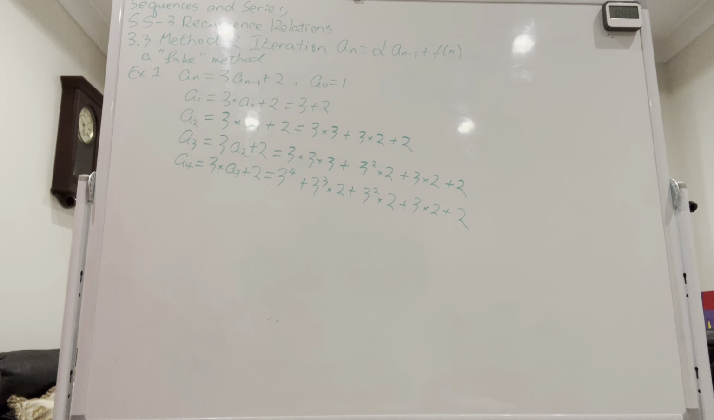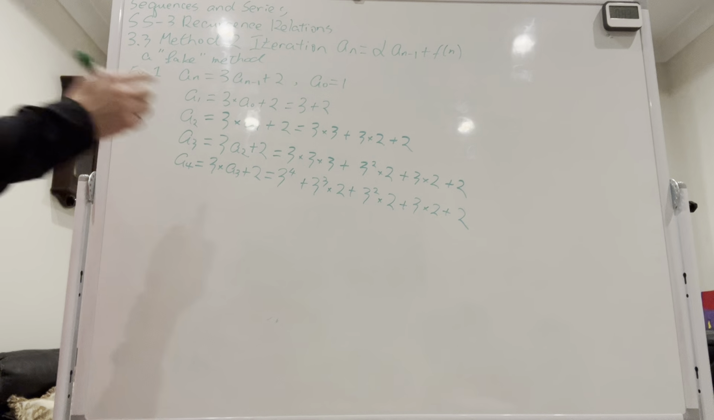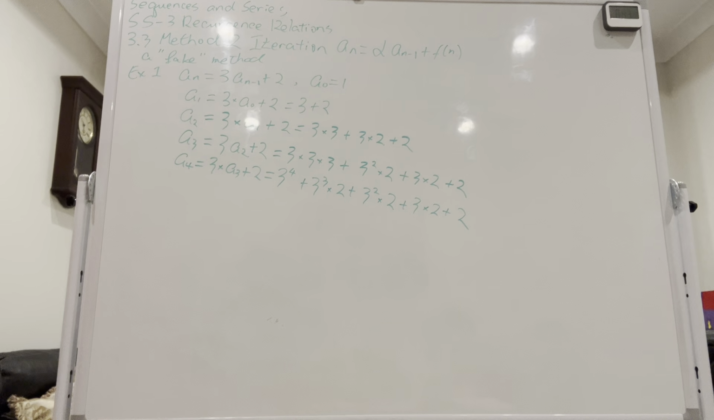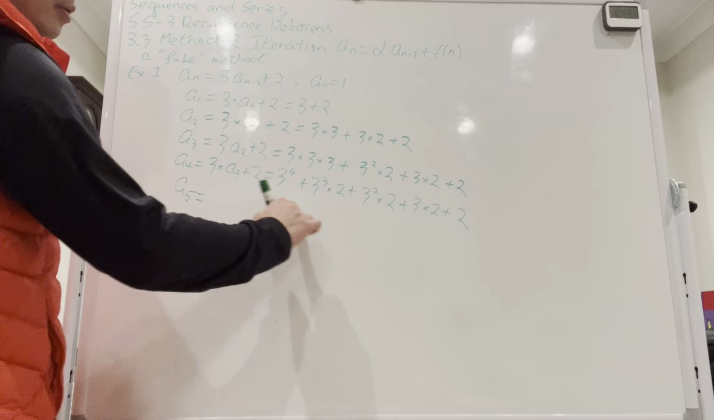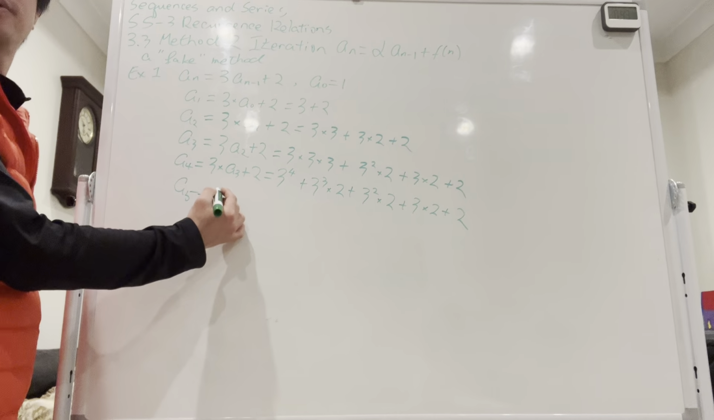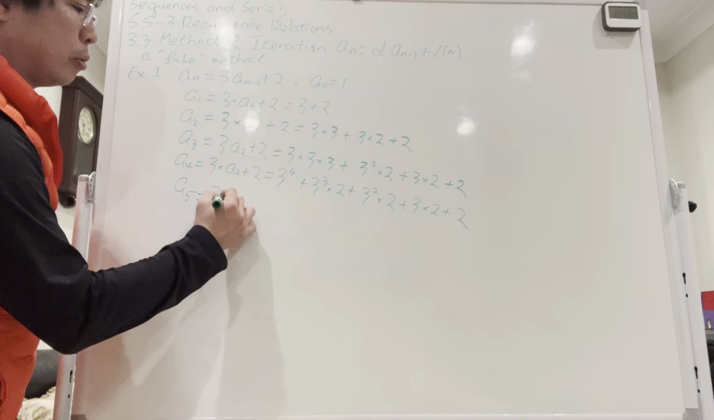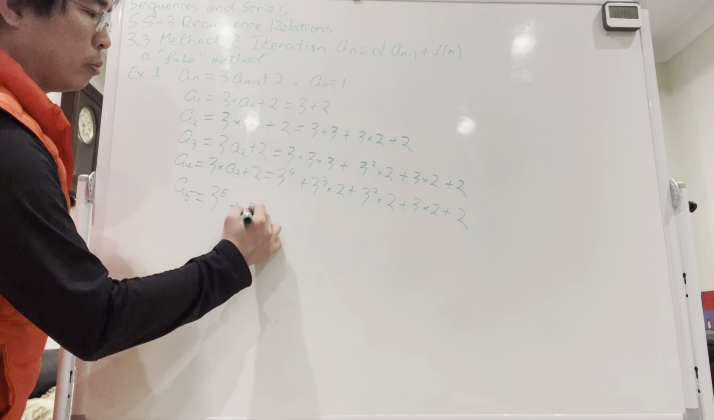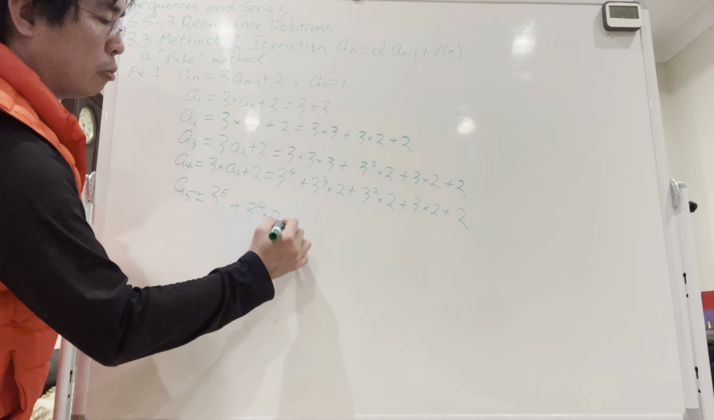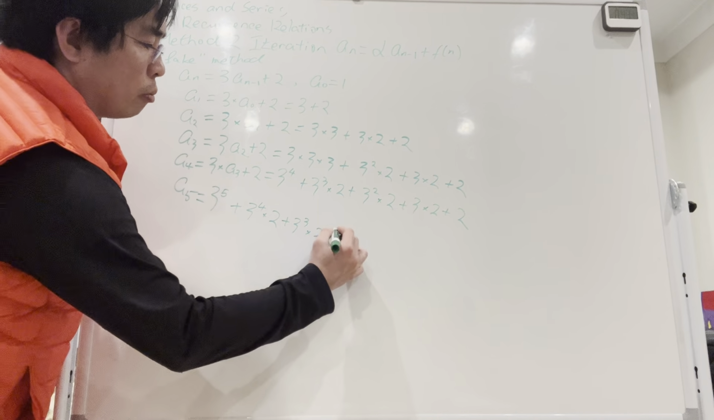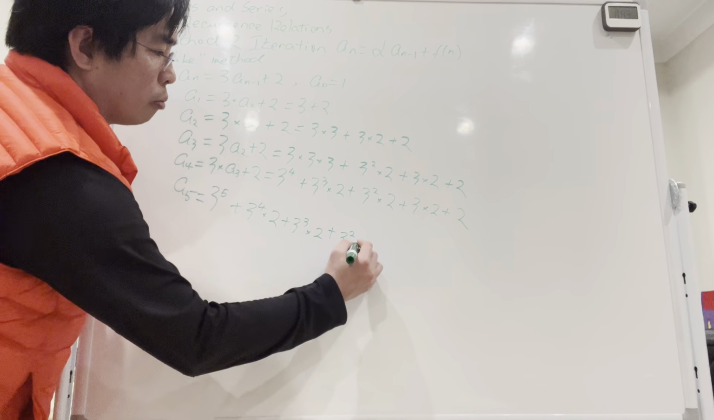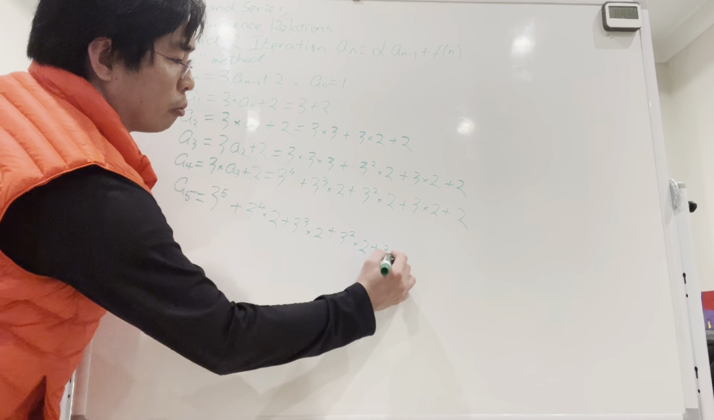It's a geometric sequence. With a leading term? Yes. Murphy, can you, without doing this, tell me what a5 would look like? 3 to the power of 5 plus 3 to the power of 4 times 2 plus 3 to the power of 3 times 2 plus 3 to the power of 2 times 2 plus 3 times 2 plus 2.